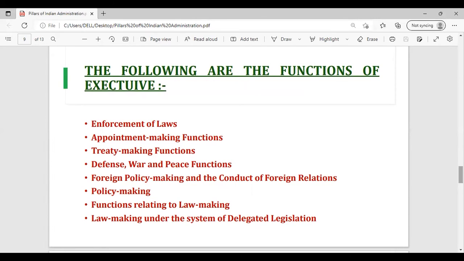All the major appointments are made by the chief executive, such as the President of India. Please note, the President of India appoints the Chief Justice and other judges of the Supreme Court and High Courts, ambassadors, Advocate General of India, members of UPSC, governors of the states, etc. Likewise, the members of the civil services are also appointed by the chief executive.